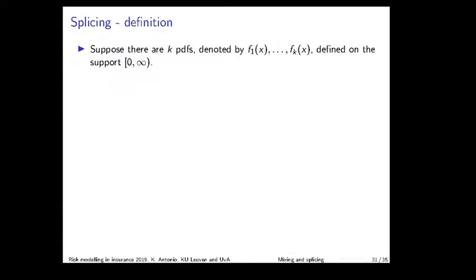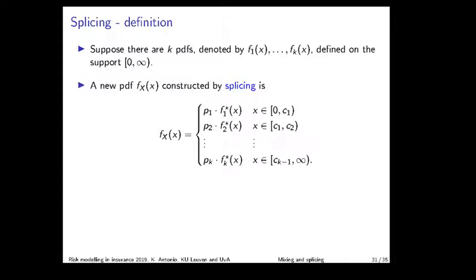Next to mixing distributions, the technique of splicing offers a valid and useful strategy to construct a new, more flexible loss distribution out of a set of given basic loss distributions. And with splicing, you will start from K probability density functions, denoted here with f1 up to fk. And here we assume, having positive losses in mind, that they have their support on the positive real line. A new probability density function is then constructed by splicing, and that goes in the following way.